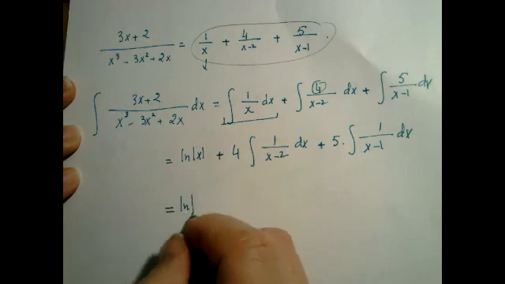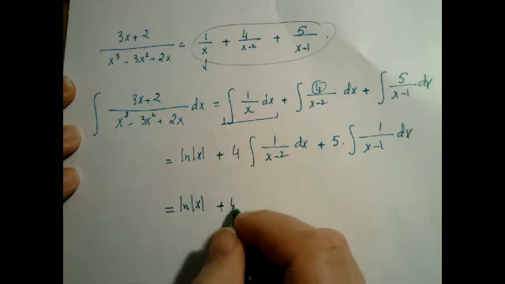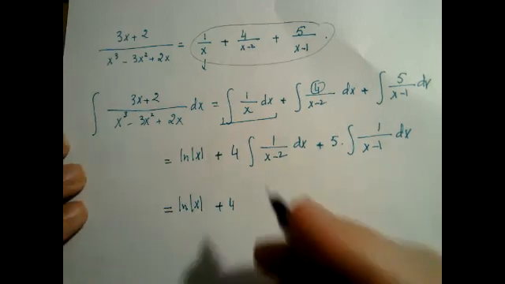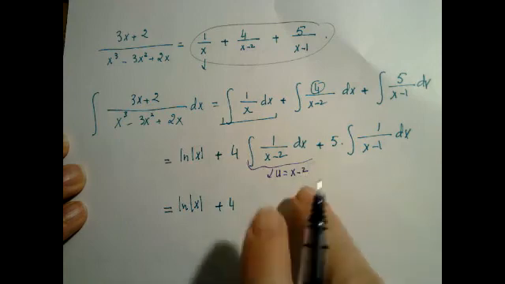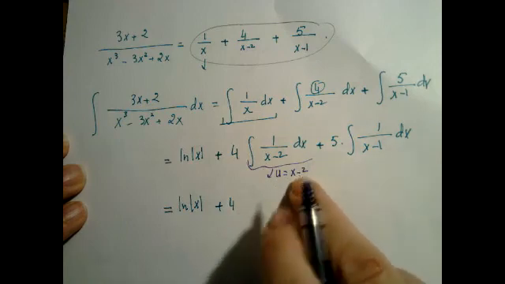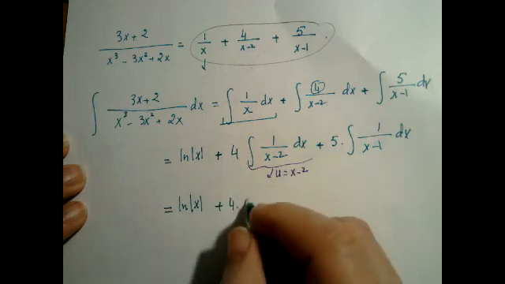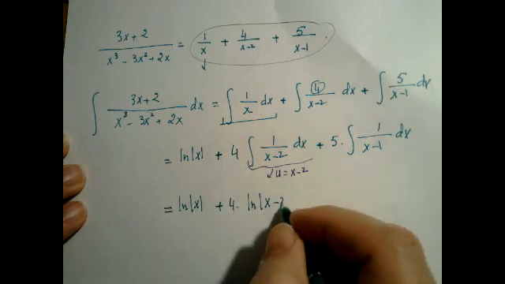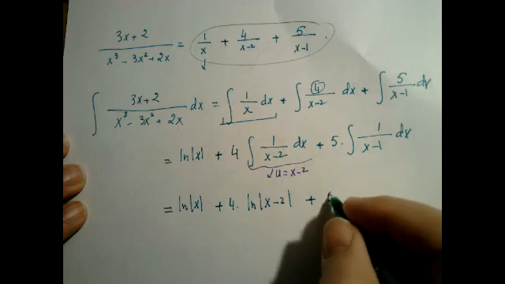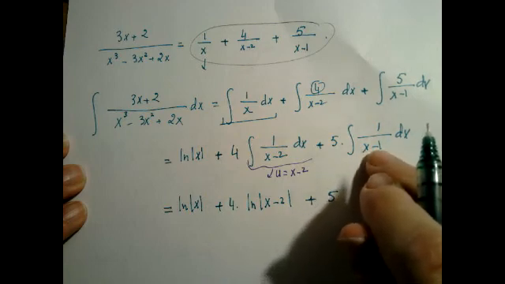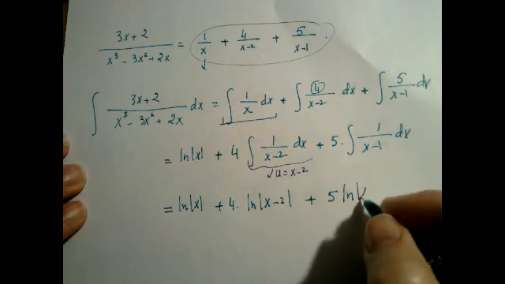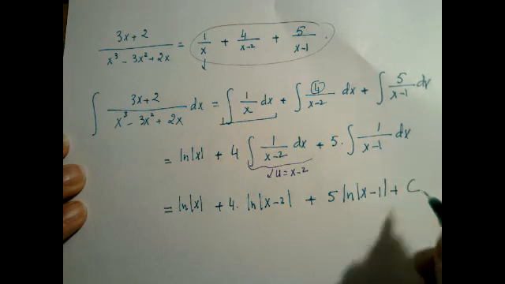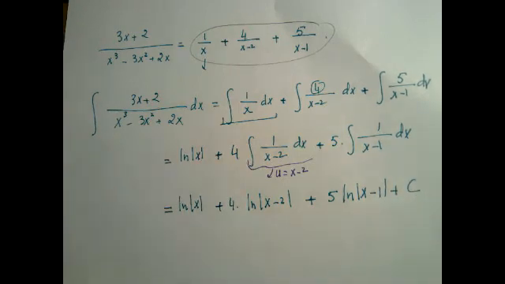Equal to ln of x plus 4 times. Now from here to here, I do the substitution u equals x minus 2. Now the du will be exactly dx. So this tells me that this expression is going to be the ln of x minus 2 plus 5. For the same reason, if I put u equals x minus 1, du is dx. So this will give me ln of the absolute value of x minus 1 plus a constant c, and the end of the problem. All right, so that's it for today.